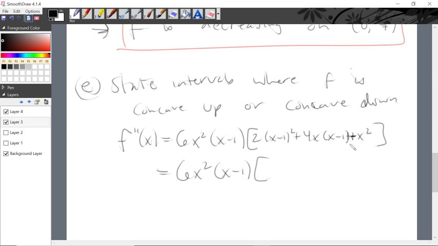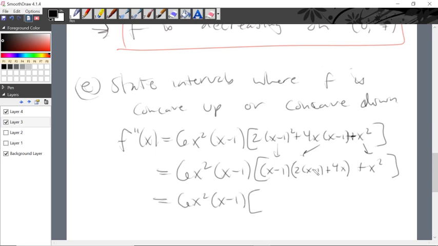Okay, so let's see. One way, let's see, I can factor out x minus 1 from these first two groups. That would leave us with what? 2 times x minus 1 from the first group plus 4x in the second group. And then there's a trailing plus x squared out here as well. Okay, so then let's see, what would this be? So we'd have x minus 1 times, we have 2x and 4x is 6x, and then minus 2, and then plus x squared.